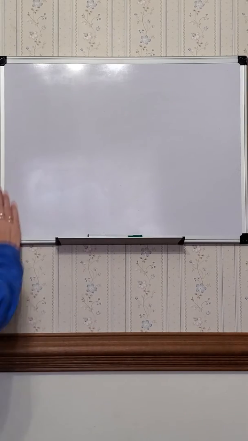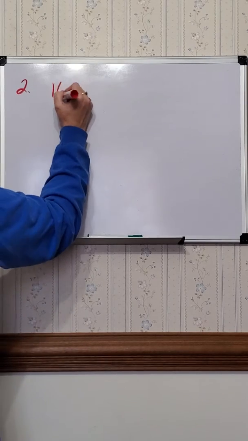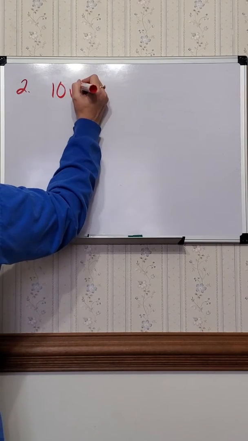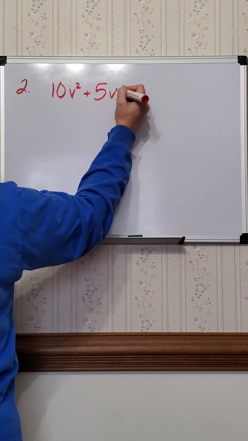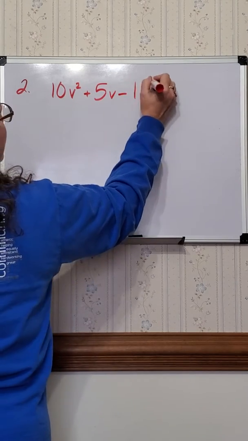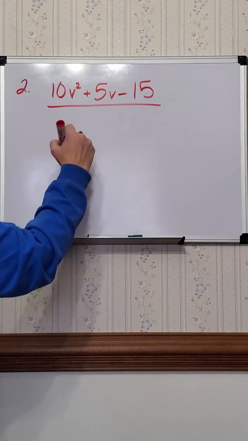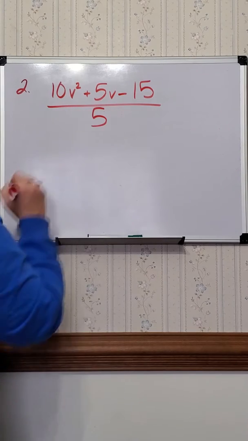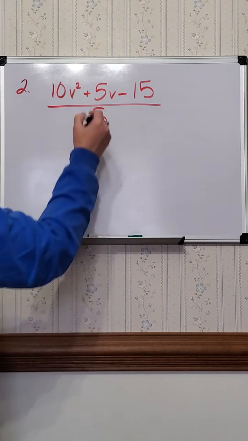All right, so let's look at number 2. So number 2 has 10v squared plus 5v minus 15. So you notice now we've got 3 terms here instead of 2. We're dividing all of this by 5. We're going to do the same thing. We're going to take each piece.